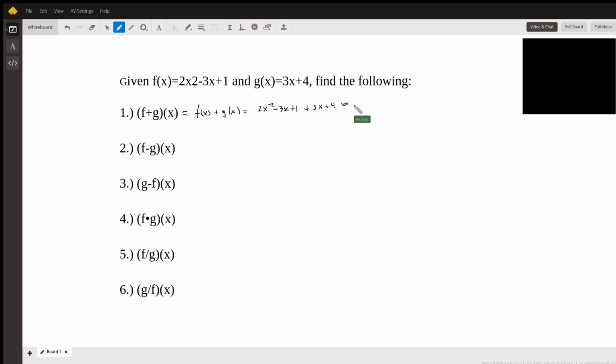So the squared term just stays the same, 2x squared. We'll combine the x terms. You can see that they will cancel each other out. Negative 3x plus 3x is 0. And then 4 plus 1 is 5.